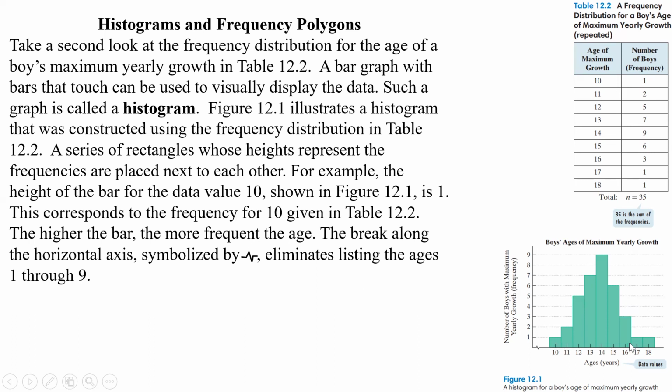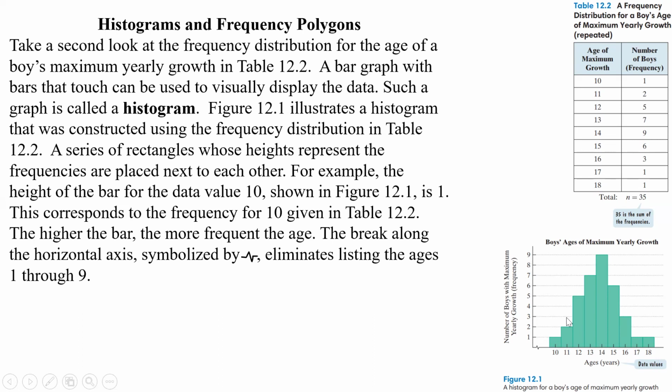With these bars touching, this is called a histogram. When you have the bars touching, it's a histogram. If they were separated, we'd have a bar graph. That's the difference. This is a bar graph that's actually touching, so it's a specific type, called a histogram. We just make a bar at however high it is. It goes up to 9, which we know was the highest, and then we just make it look like that.